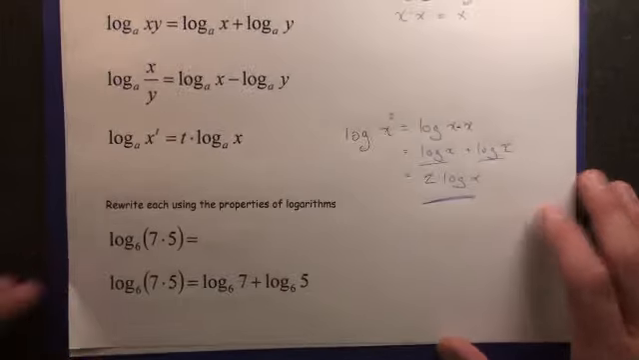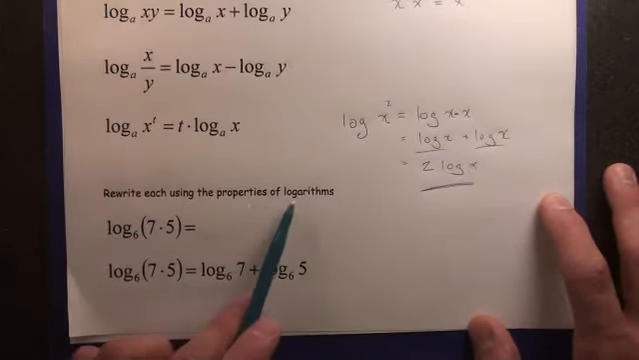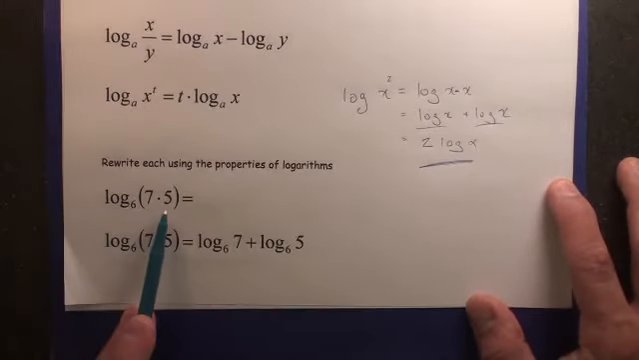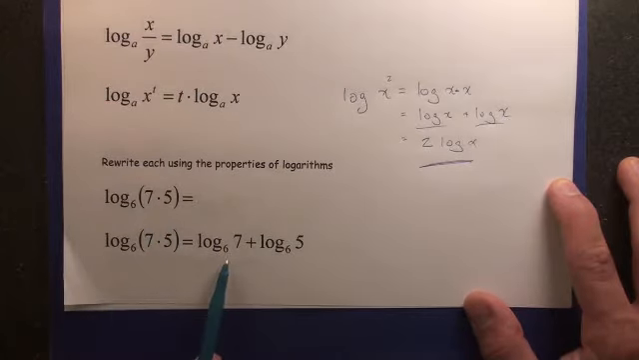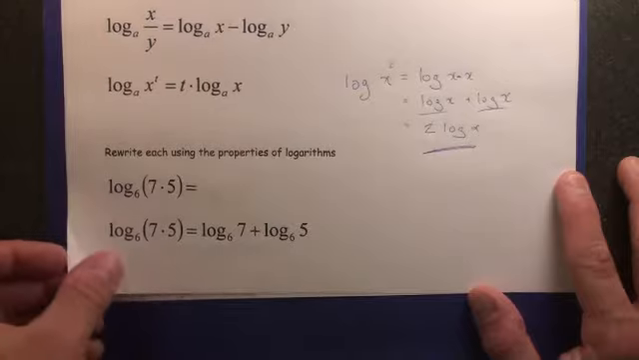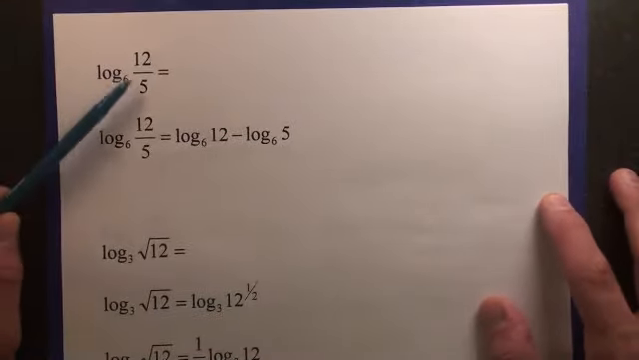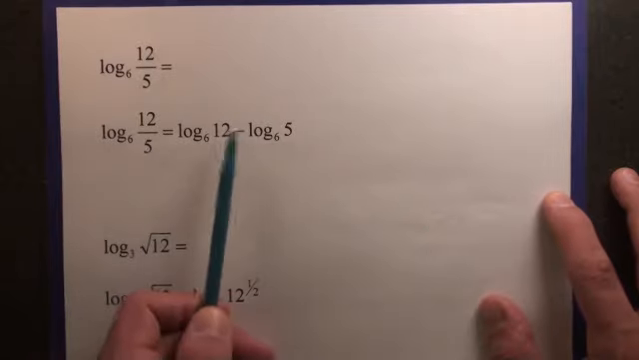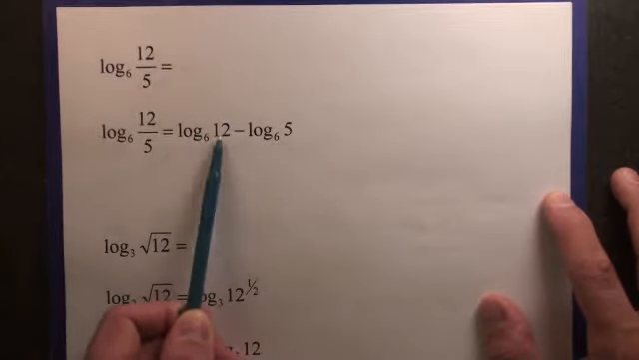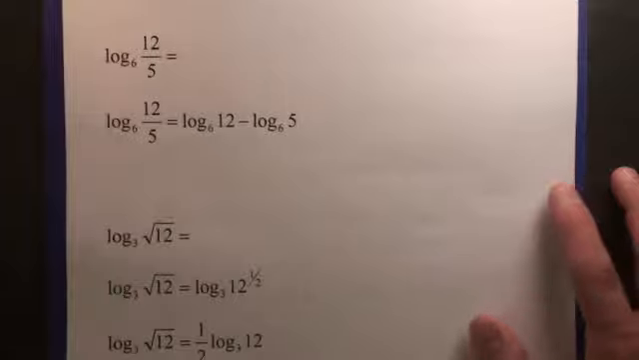So you could have just brought the 2 right down in front, and that's why that third property works out. Okay, so we're going to write each using the properties of logarithms. Log base 6 of 7 times 5 equals log base 6 of 7 plus log base 6 of 5. That is that simple. Next one: log base 6 of 12 over 5. Well, that's the division, therefore it becomes subtraction: log base 6 of 12 minus log base 6 of 5.